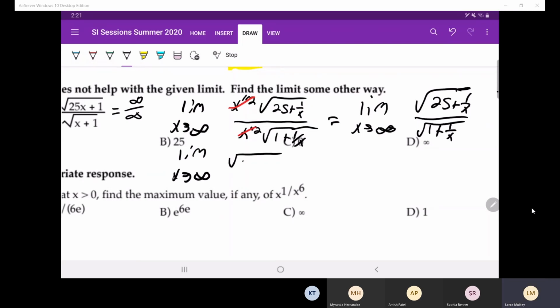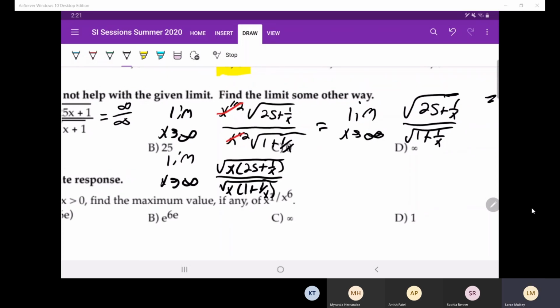Times square root of x times 25 plus 1 over x, over square root of x times 1 plus 1 over x. Does that make it any better? Yeah. Okay, and the limit, since these are multiplied, you can split them up and you get the x to the 1/2. Any other questions over this one?